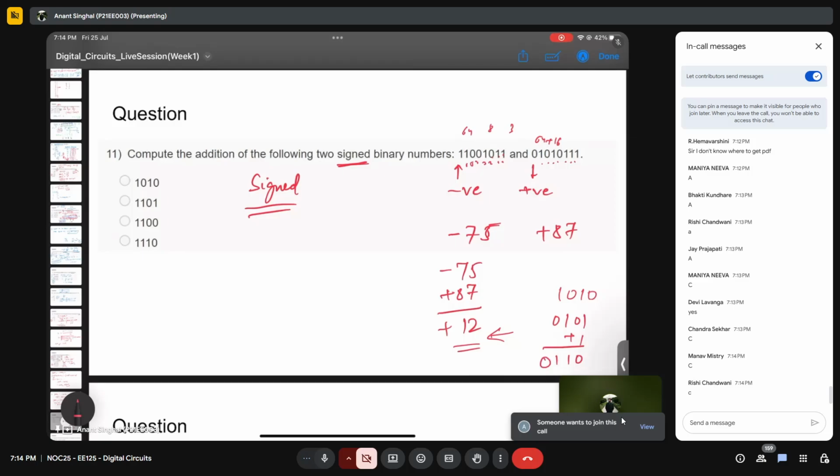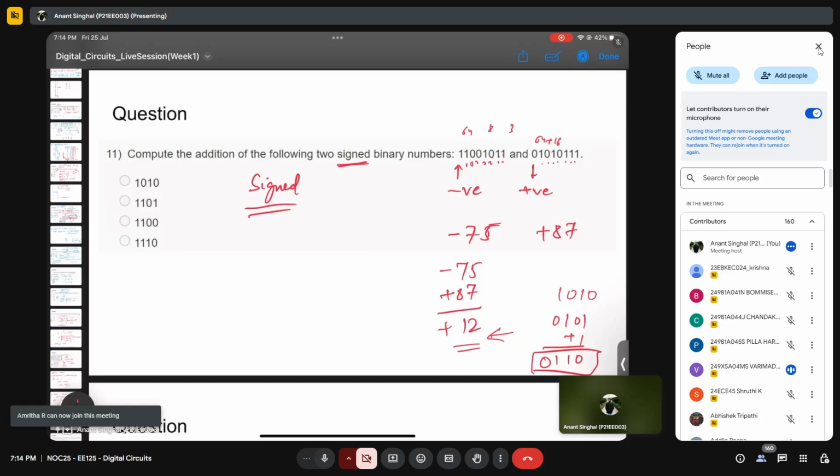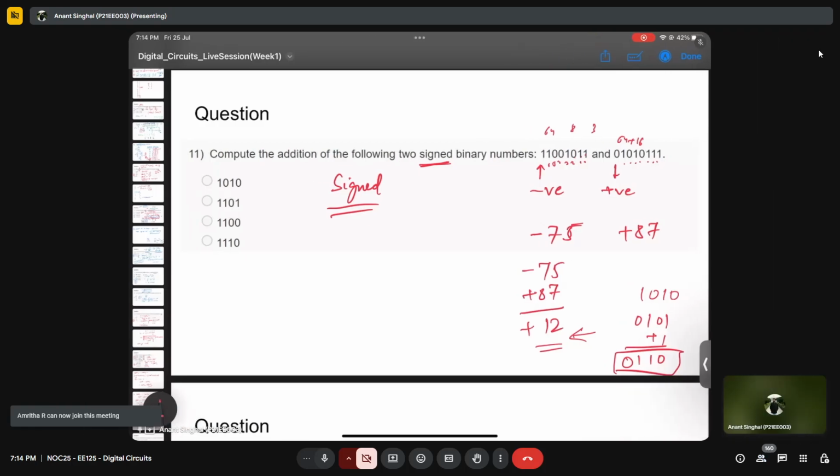Sir, why did we assume it as signed only? I mean, two's complement representation is also possible, yes, sir. You have considered only signed magnitude representation. Why have you not considered two's complement representation? It is given in the question that these are two signed numbers. Why have we taken only magnitude representation? Why can't we take two's complement representation?